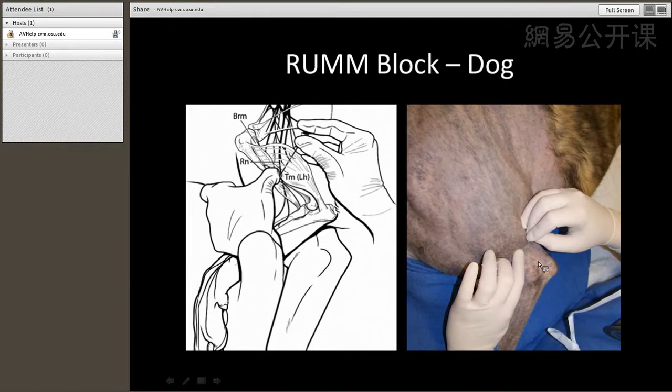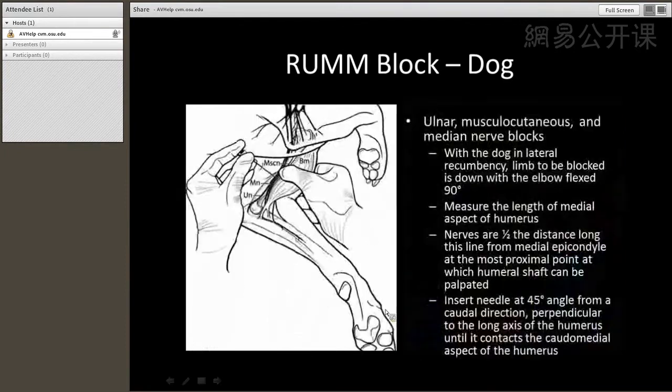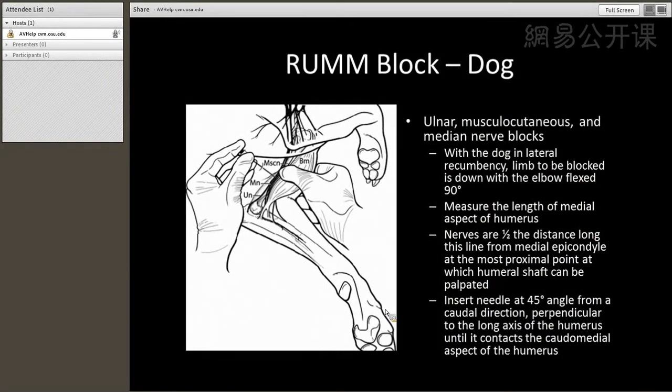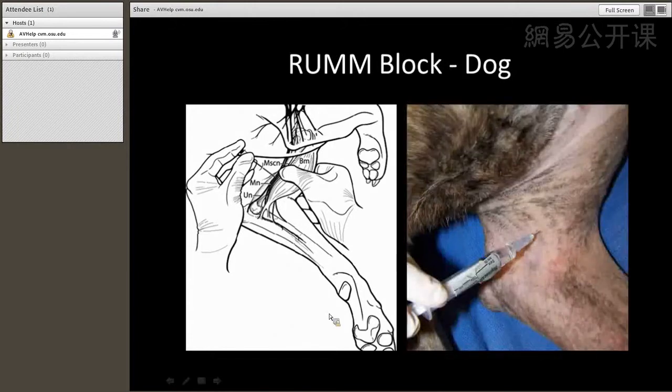The other thing about doing a RUM block is that you have to reposition your patient. This is on the lateral aspect of the limb, but then you have to turn them over in order to get the medial aspect of the limb to block the ulnar, the musculocutaneous, and the median nerves. Again, you have to move muscle out of the way, and you have to divide the length of the humerus into different parts. This person did a much better job at the medial aspect, and you can see right there, they're pretty much where they want to be.